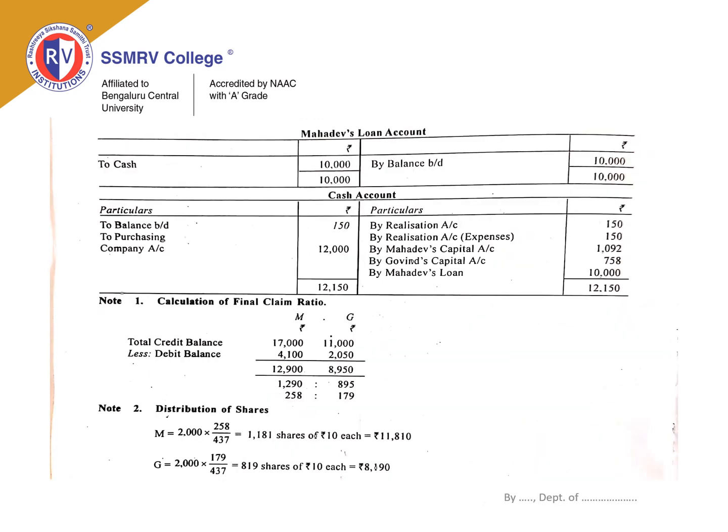The next account which is very important in this problem is Mahadev's loan account. That is nothing but the partner's loan account, because Mahadev is one of the partners. So it is the partner's loan account that is to be prepared. Partner's loan is a liability, so the opening balance comes on the credit side of the loan account. By balance brought down, it is 10,000. So this loan has to be now cleared. The partner has given a loan to the business, to the partnership firm.